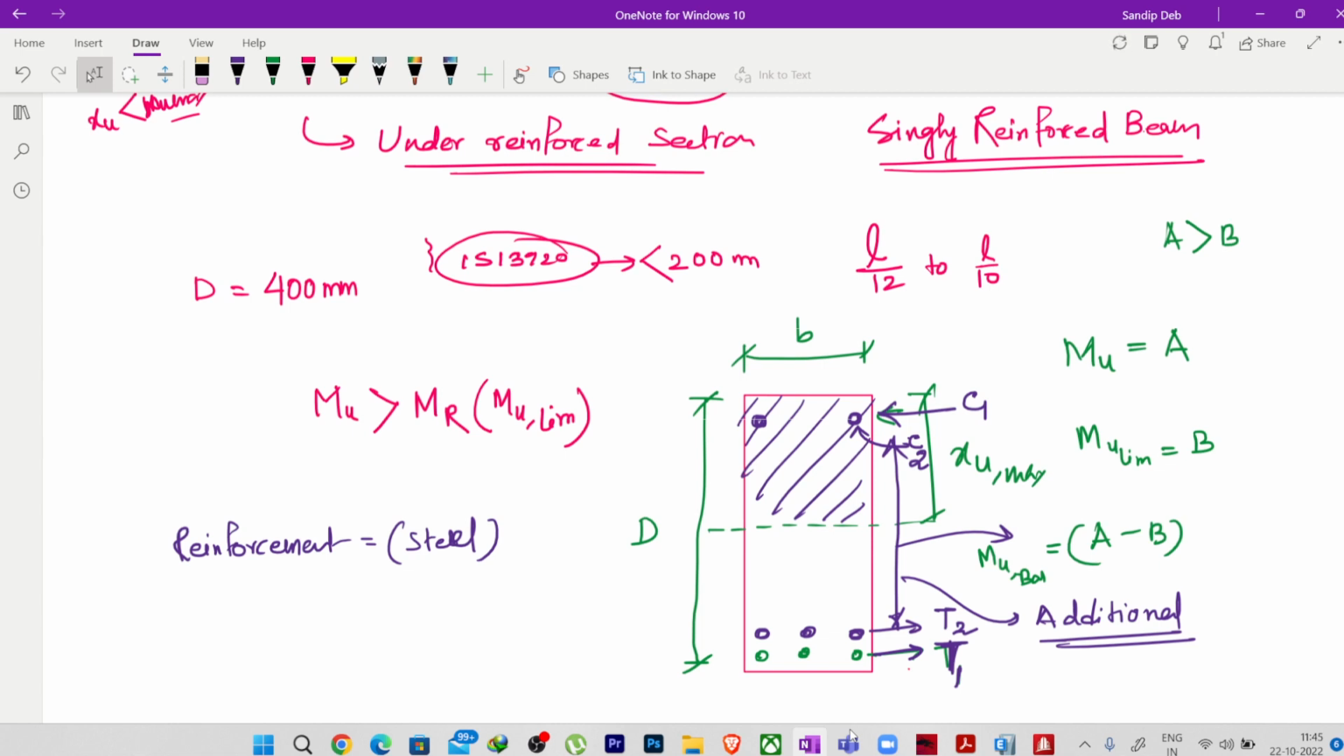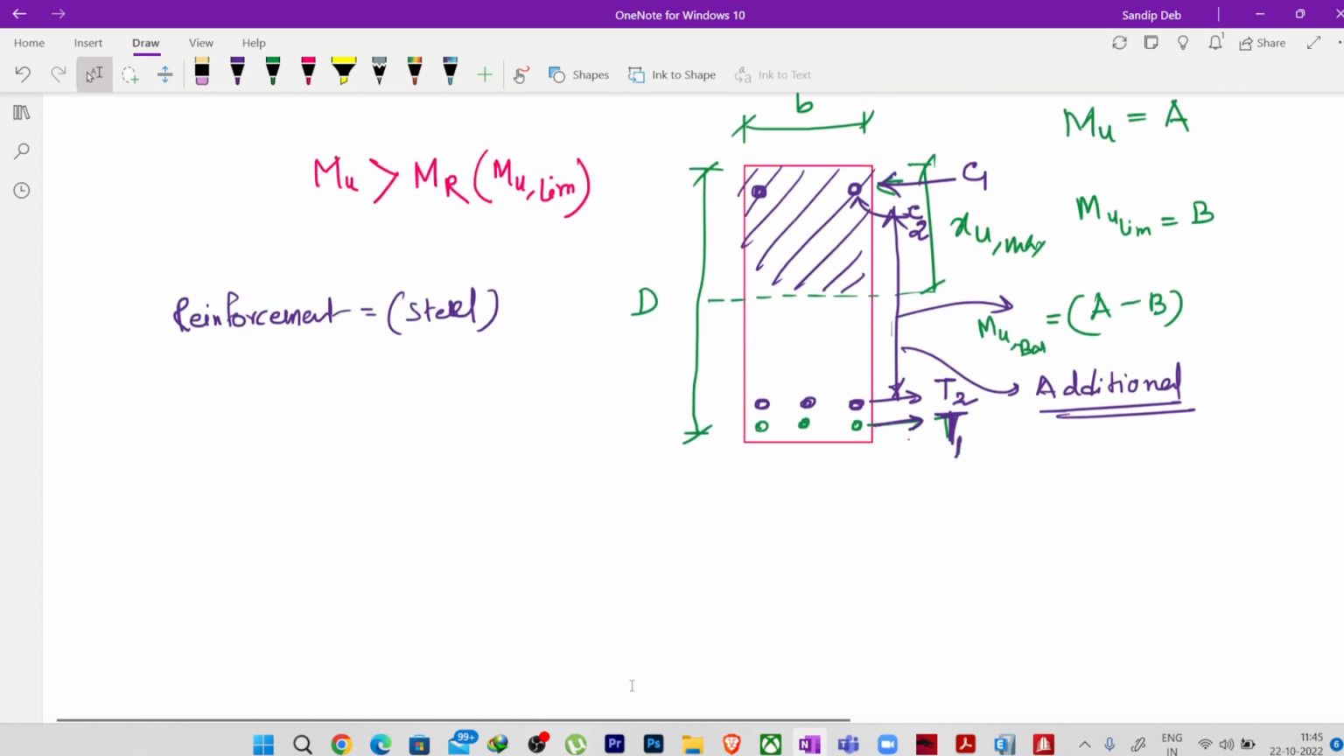So when we are creating such a mechanism in the beam, where the ultimate moment is crossing its limiting value and we are creating another tension compression couple to resist that balance moment, then this kind of beam is called a doubly reinforced beam.